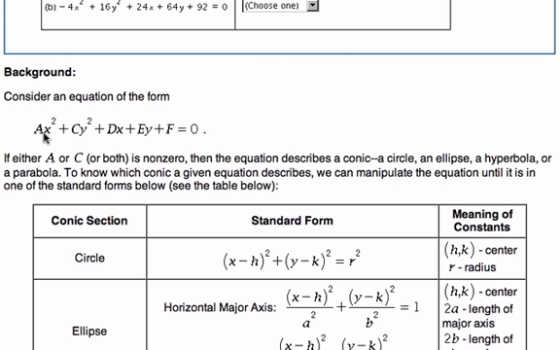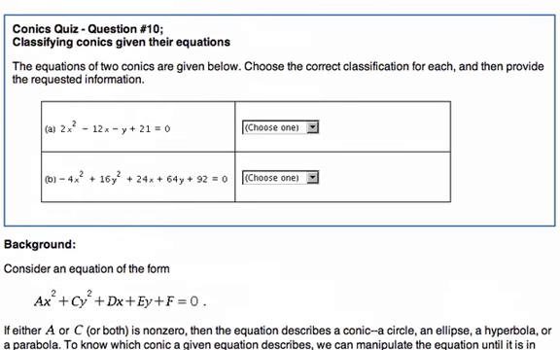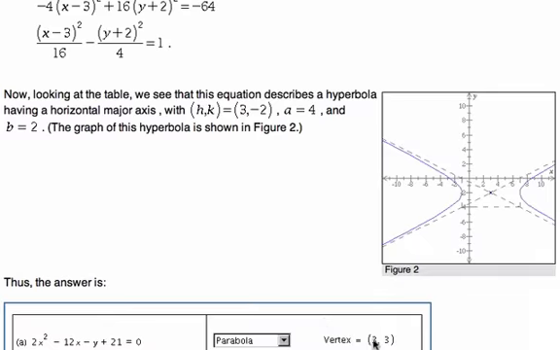And that's essentially all you need to be looking for, first of all, to determine what it is. And then you're going to need to determine what you need to do to complete the square and put it in standard form so that you can find the given information they're going to ask you for, the vertex or the center. So let's look at these two examples that they're going to give you right here.